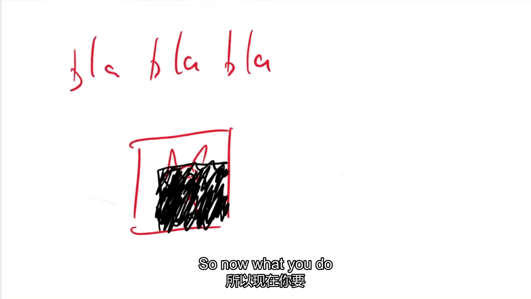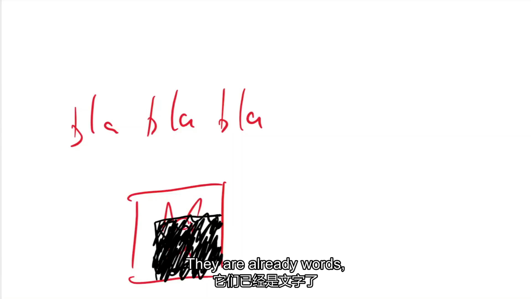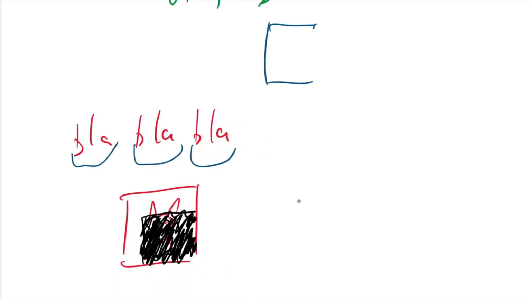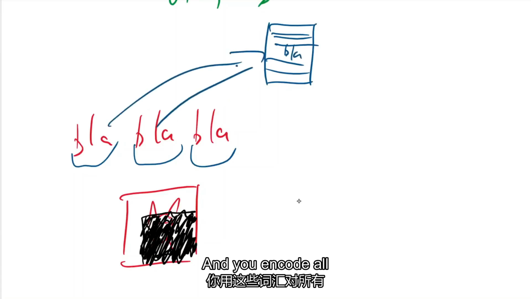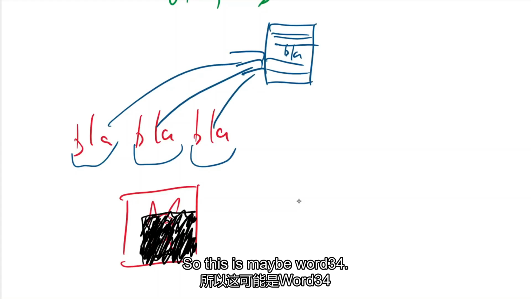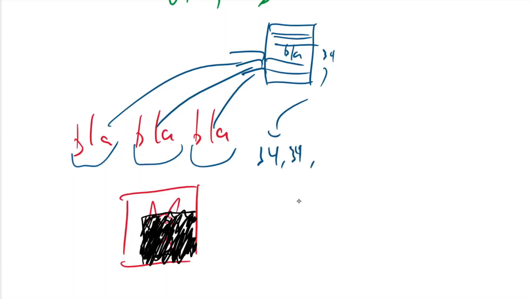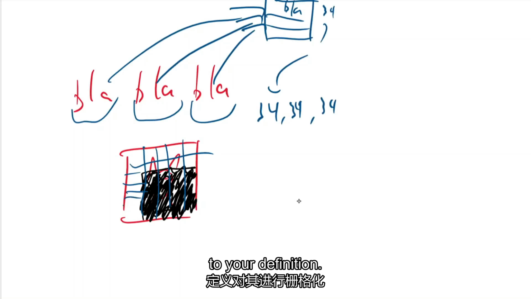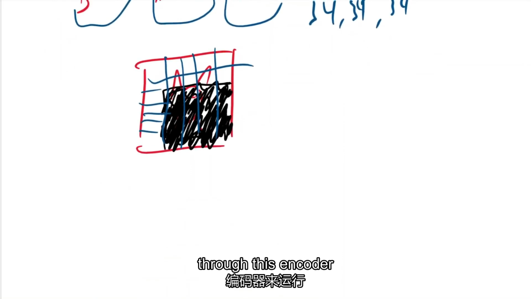So now what you do is these here are already words, right? You tokenize those, token, token, token, and you go into your vocabulary of text. So there's a vocabulary of text, somewhere there's blah, and you encode all of these using that vocabulary. So this is maybe word 34. You go to your image, you rasterize this according to your definition, okay? And then you go and run this through this encoder that you trained.